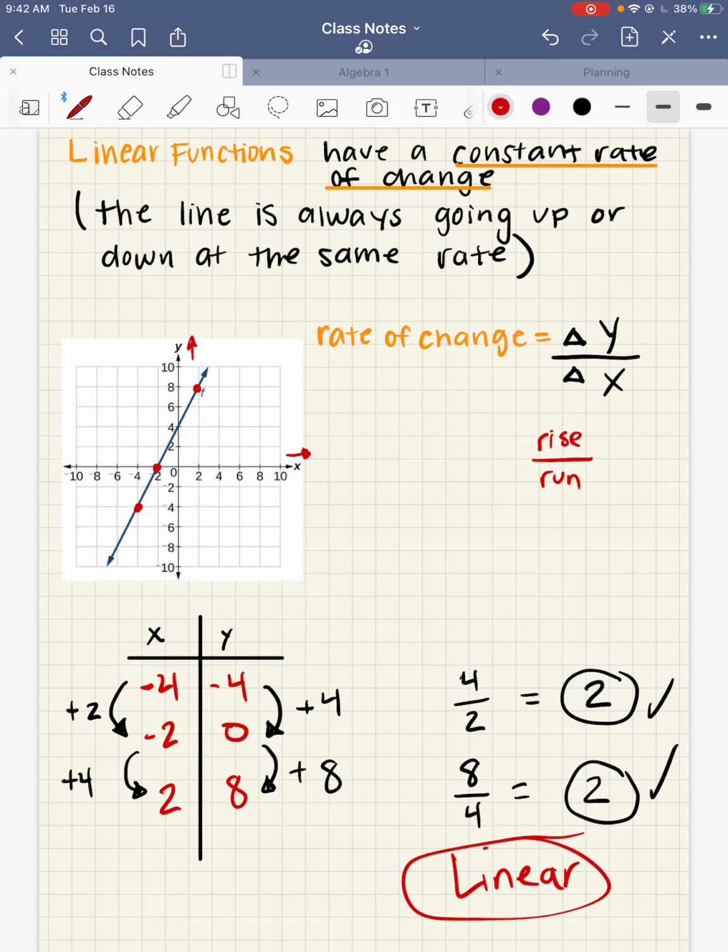Okay, so the important thing is to remember that the rates of change may appear different. So we had 4 over 2 and 8 over 4. But if they reduce to the same number, it is linear. Okay?